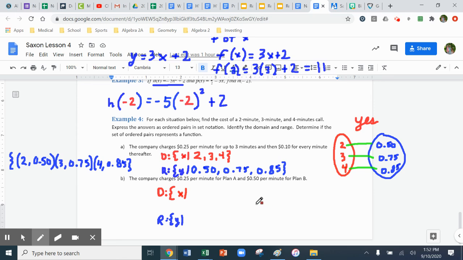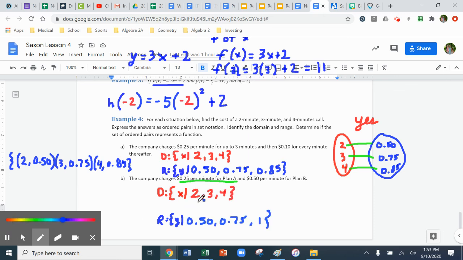Part B, our company is going to charge 25 cents per minute for plan A and then 50 cents per minute for plan B. In the essence of time, we're just going to take a look at 25 cents per minute for plan A. So we can start by finding our domain and range. So our inputs are 2, 3, and 4. And then for a 2-minute call, we'd have a 50-cent cost. A 3-minute call would be a 75-cent cost. And a 4-minute call would cost us $1.